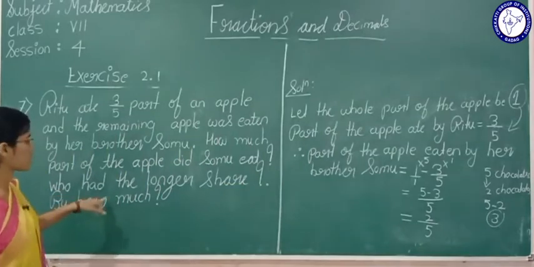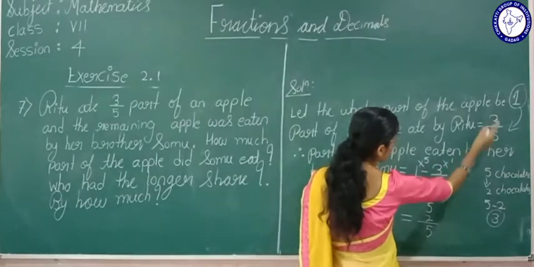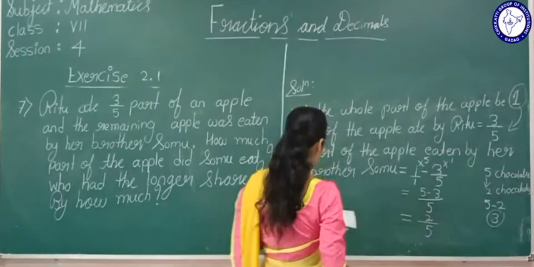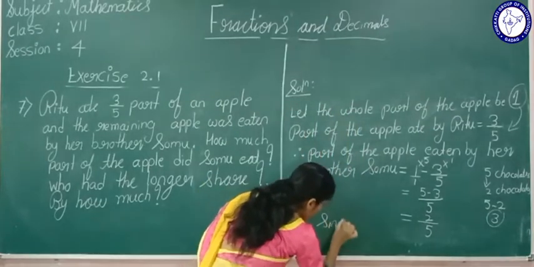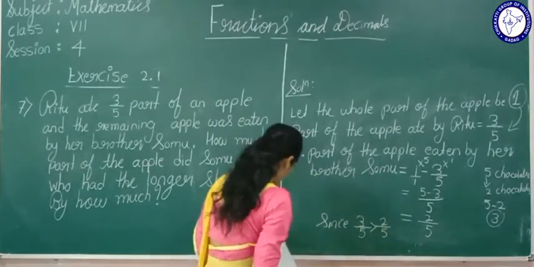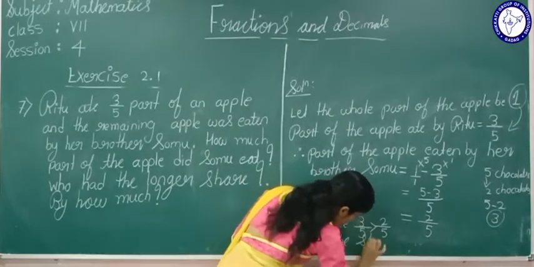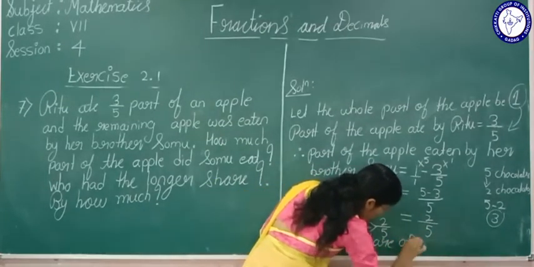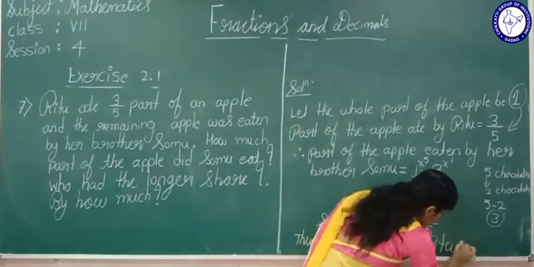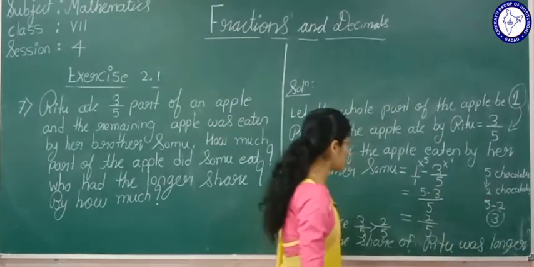Now who had the longer share? Now tell me, who had the longer share? 3 by 5 is greater or 2 by 5 is greater? Definitely 3 by 5 is greater. Since 3 by 5 is greater than 2 by 5, thus the share of Ritu was longer. By how much they have told? By how much means?